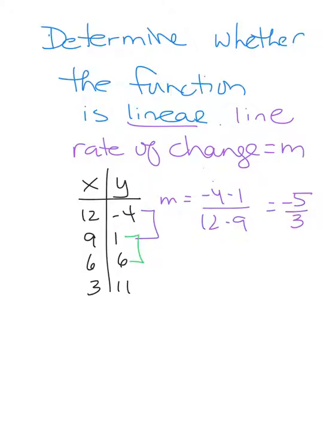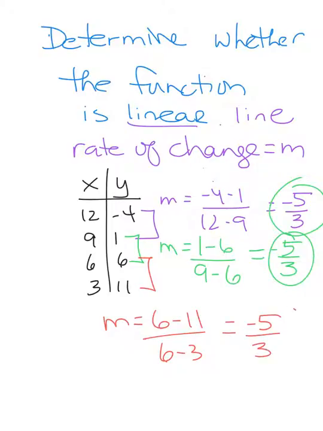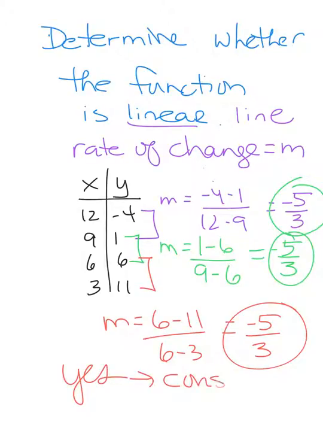So I'm going to try the next two. So I have the slope is equal to 1 minus 6 over 9 minus 6, which gives me negative 5 over 3, which matches the first. So far I'm okay. Looks like it might be a line. Let's look at the last pairing. And I have slope is equal to 6 minus 11 over 6 minus 3, which again gives me negative 5 over 3. So yes, this is a linear function because it has a constant rate of change.